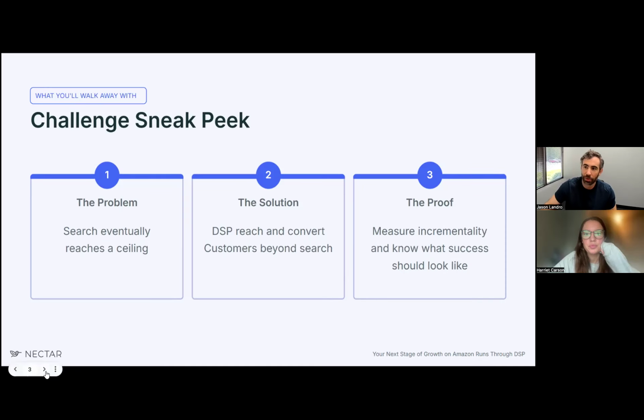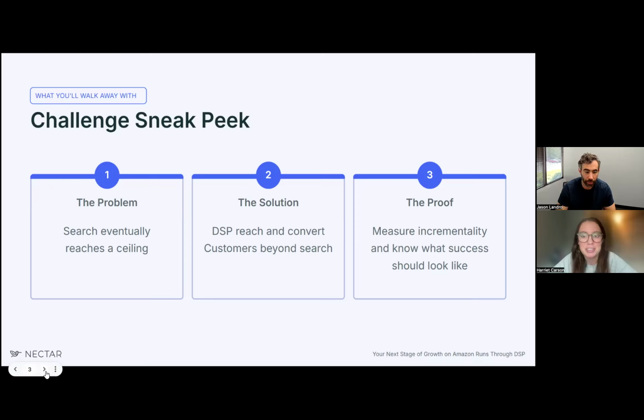So Harry, can you tell us why brands need to really factor DSP into their media mix and strategy? Yeah, for sure. To start, I really want everyone to leave today with the answers to three questions. The first is understanding why growth eventually slows, right? Even when you're increasing your budgets in sponsored products, we hear this all the time. We're spending more money every quarter. So why isn't revenue growing at the same rate?